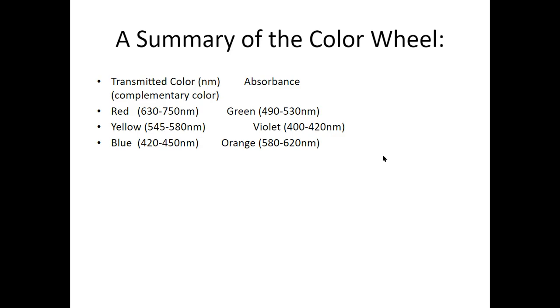Okay, so for transmitted color, complementary color, in nanometers, and absorbance: if red is what you're seeing at 630 to 750 nanometers, it's green that's being absorbed the most, in the actual solution at 490 to 530 nanometers. If you see yellow, then your absorbance is in the 400 to 420 range, the violet. If you see blue, it's orange that's being mostly absorbed at 580 to 620 nanometers. And later on, we'll talk about that's where the lambda max is, where you'll find it there.